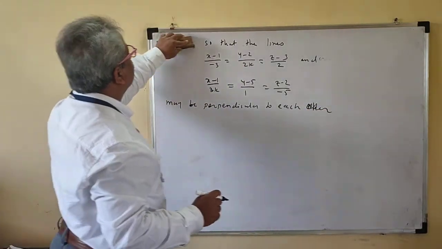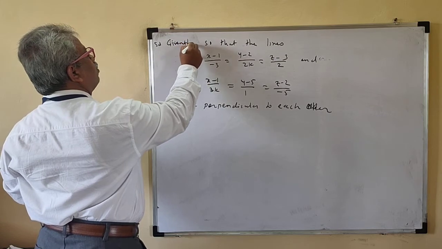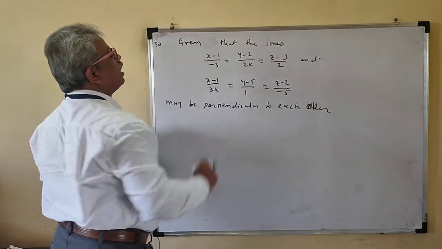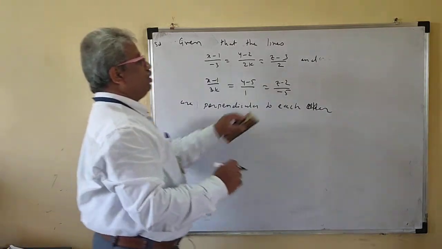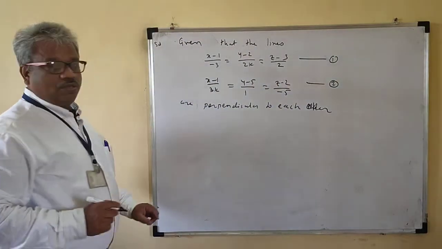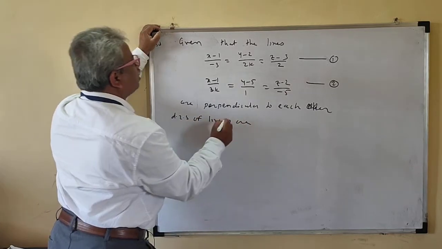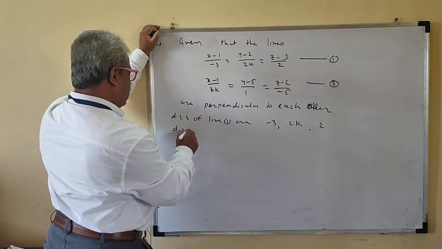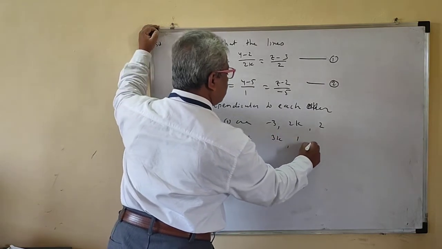Solution. Given that the lines are perpendicular to each other. I'll call this line 1 and this line 2. So the DRs of line 1 are -3, 2k, 2. The DRs of line 2 are 3k, 1, -5.